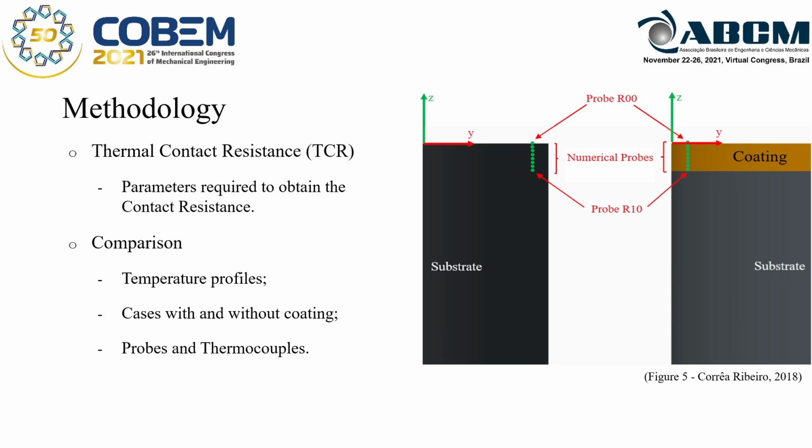And to obtain the temperature profiles that will be used in the comparison between the two cases, numerical probes were implanted along the cutting tool. The probes are evenly distributed over the first 10 micrometers, which is the thickness of the coating adopted. This figure on the side demonstrates how the positioning of the 11 probes is done along the set in both cases, and they are represented by dots in the color green.